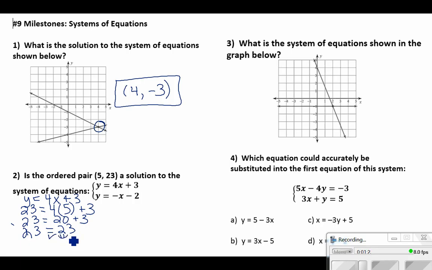The next one, y equals negative x minus 2, is the same idea. So we're going to substitute 23 equals negative, and then substitute the 5, minus 2. So we have 23 equals negative 5 minus 2 is negative 7. That is not true. So that is a no. Because of that, this solution is not a solution to this system.